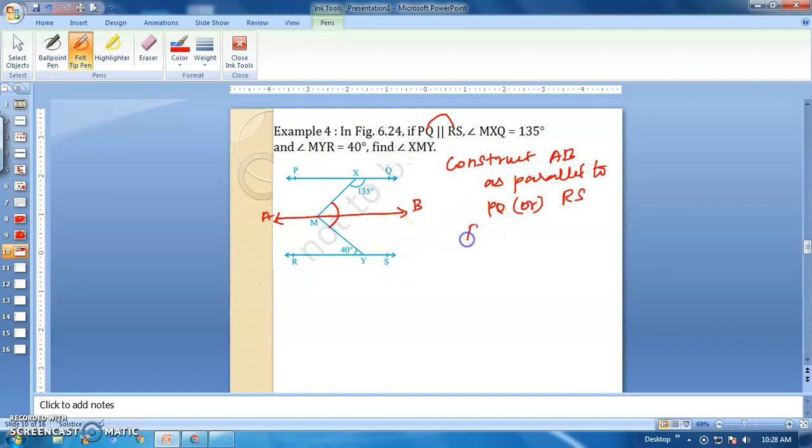So from this, PQ is parallel to AB and AB is parallel to RS. So here all three lines are parallel to each other. Now, are these two parallel or not? PQ is parallel to AB, so this is a transversal. MX is a transversal. So 135 and this angle, these two angles are definitely supplementary.